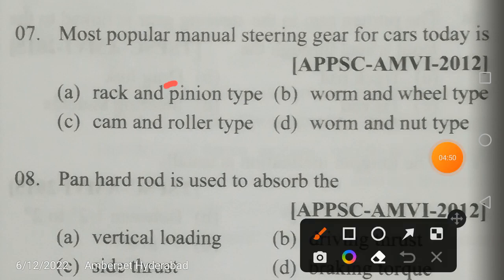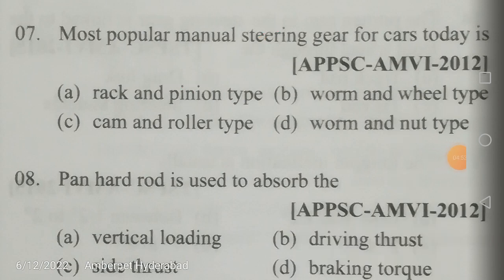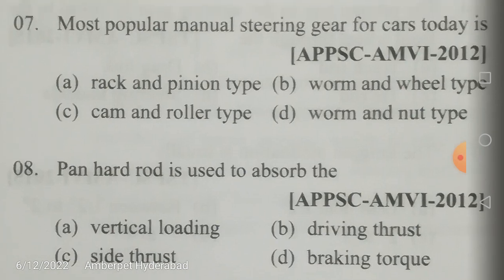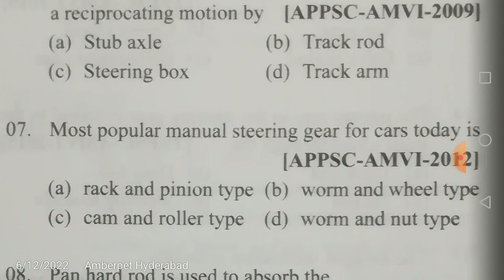What is a rack? Any wheel which has infinite radius is called a rack, and of course the pinion is a small gear. The bigger one is always called the gear. Between the two elements, gear and pinion, the smaller gear is called the pinion.